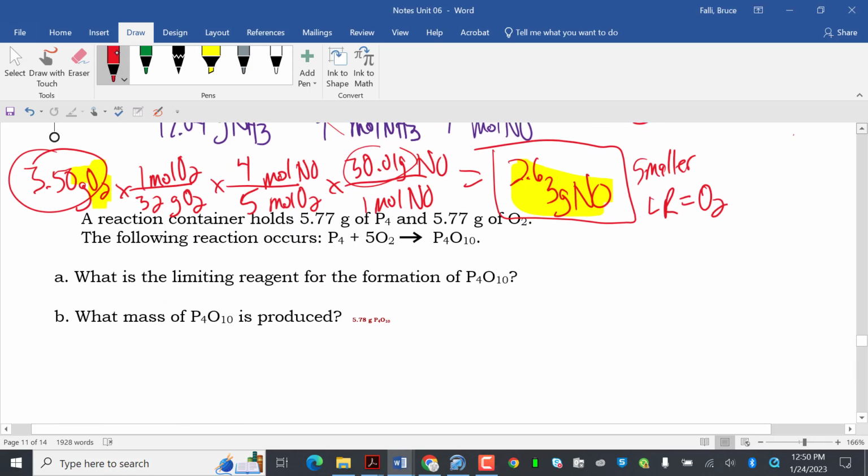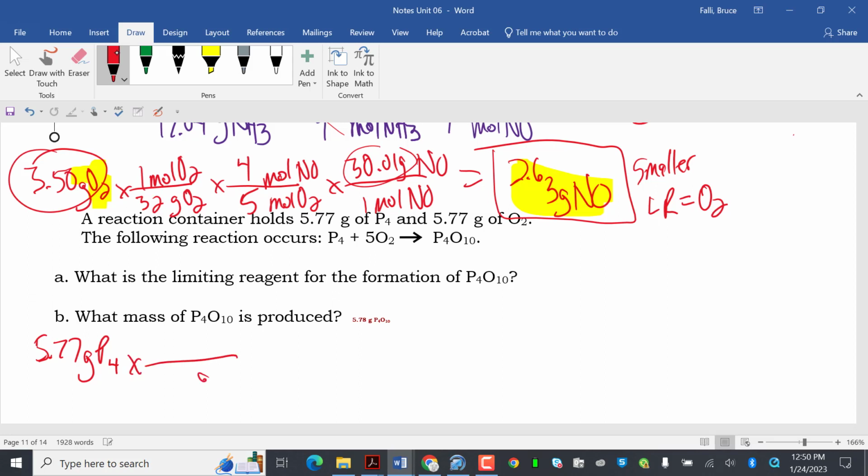The reaction container holds this much of this and that much of that. The following reaction occurs. Oh, good, it's balanced for me. What's the limiting reactant for the formation of that, and what mass of P4O10 is produced? So I'm just going to do the same thing again. We should be really quite good at these because we just took a test on it, and it should be easy to roll.